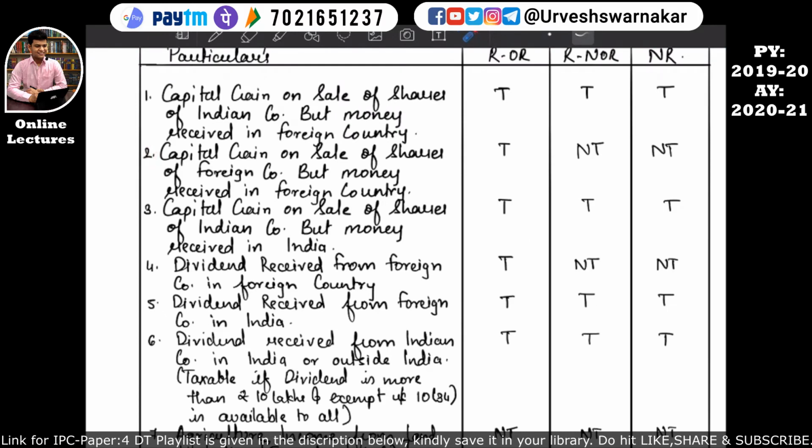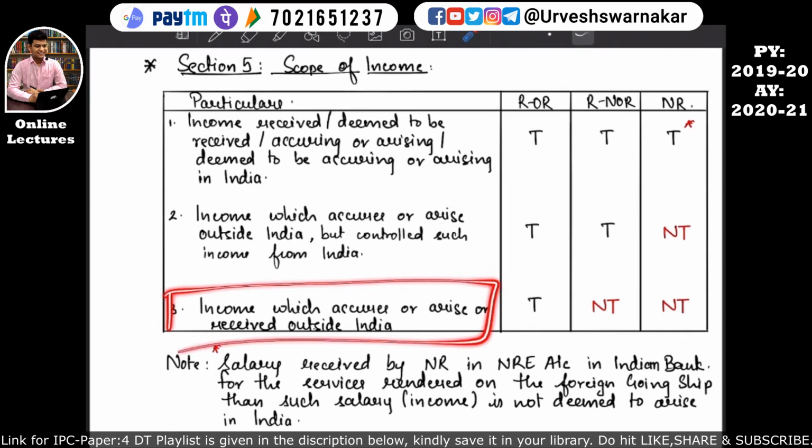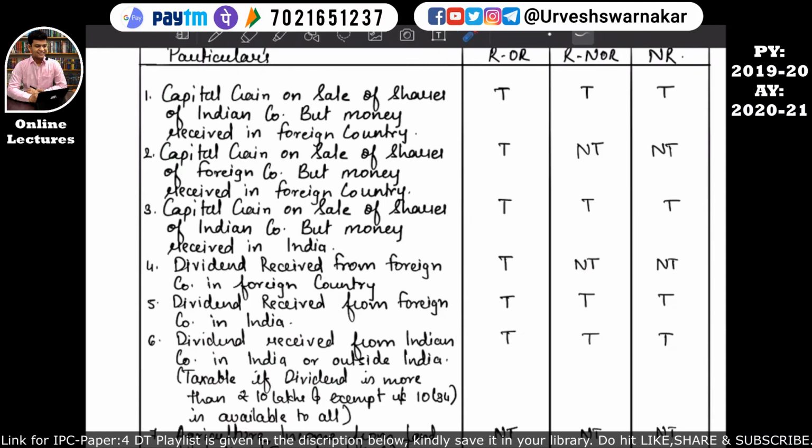The second income is capital gain on sale of shares of a foreign company but money received in a foreign country. This simply means point number 3, income which accrues or arises or is received outside India. If a person is earning a capital gain on sale of foreign company shares, that means it accrues outside India and the money is also received outside India. So it will be taxable only to the resident ordinary resident, but it will not be taxable to the resident non-ordinary resident as well as the non-resident. I hope this is quite clear to you all.